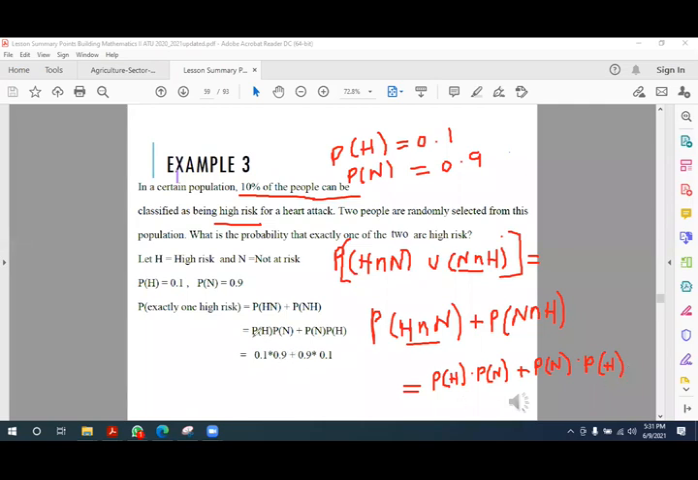Then you can factor in the numbers. We said P of H is 0.1, and P of N is 0.9, plus 0.9 times 0.1. When we do the multiplication, this will give us 0.09, plus 0.09. So when we add the two, we'll get 0.18. Technically, there is a possibility, an 18% chance, that exactly one of two people selected will be at risk of a heart attack. Any question?